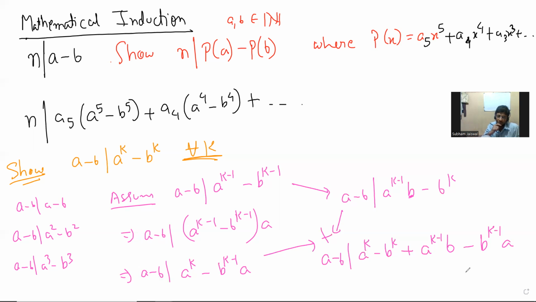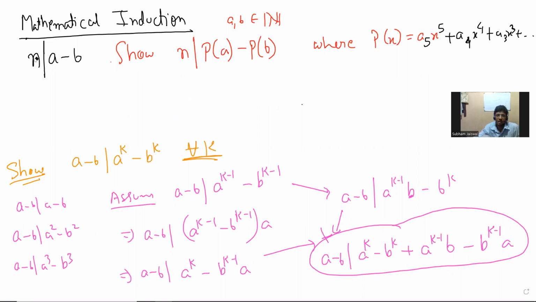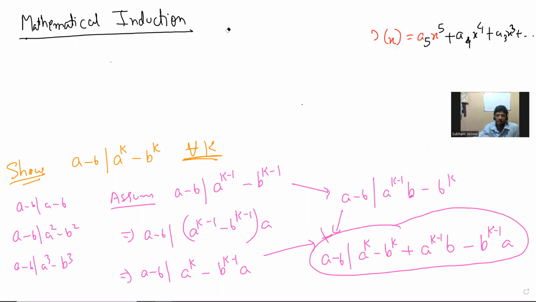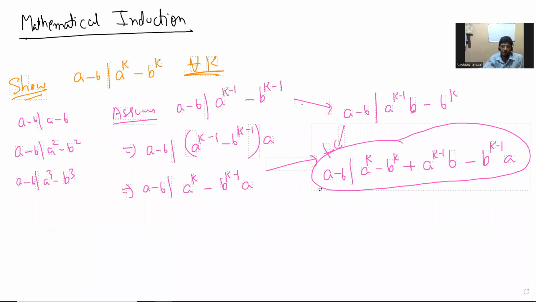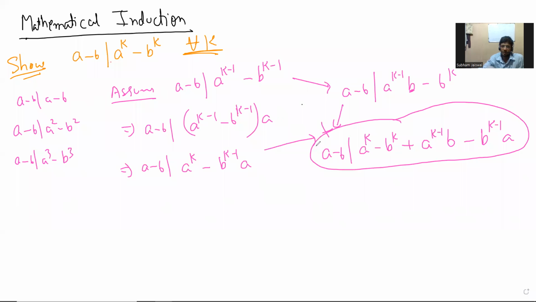Now, what do you do? So this is true. This we know is true. But from here, we want to conclude that a minus b divides a to the k minus b to the k. That is what we want to show. So I'm removing these polynomials because the problem has reduced to this. This is what we have. This is what we need to show.